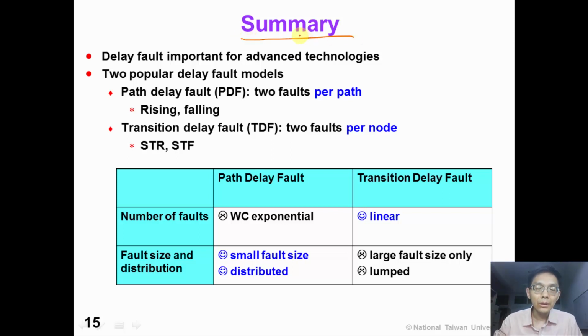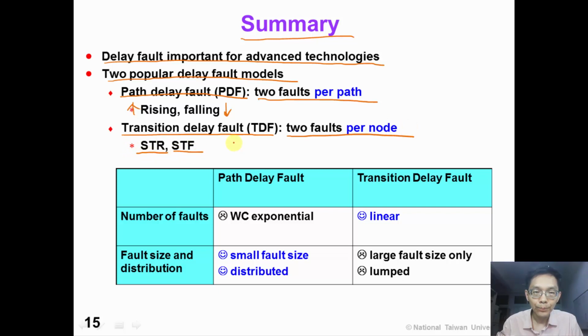In summary, in this chapter, we have shown that delay fault testing is very important for advanced technologies, and we introduced 2 popular delay fault models. The path delay fault model, PDF, assumes there are 2 faults on each path: the rising and the falling polarity. The transition delay fault model, TDF, on the other hand, assumes there are 2 faults for each node: slow to rise and slow to fall. This table compares the path delay fault and the transition delay fault models.